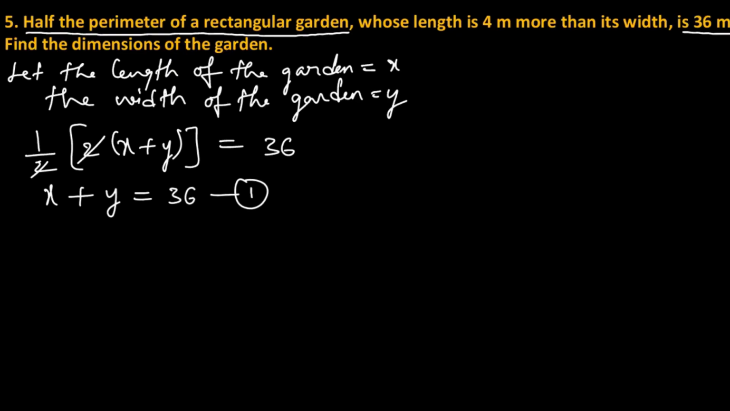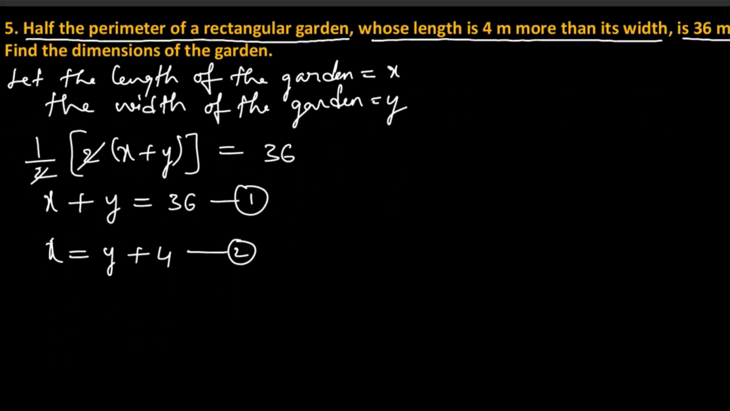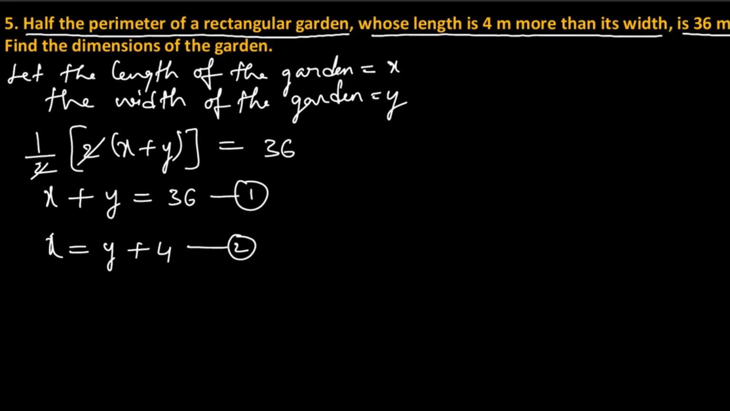What is the second equation? They are telling that the length is 4 meters more than its width. So can I take it as the second equation? Yes. So x is equal to y plus 4. Now, let us draw the tables.